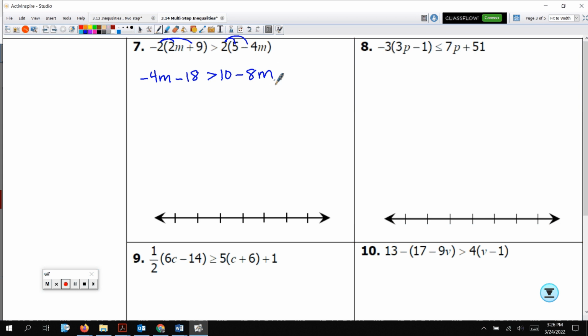All right, now we did that. Do we have like terms? No, I do not have like terms. Now I want to move all my variables to the left side. If this is negative, you got to add it.